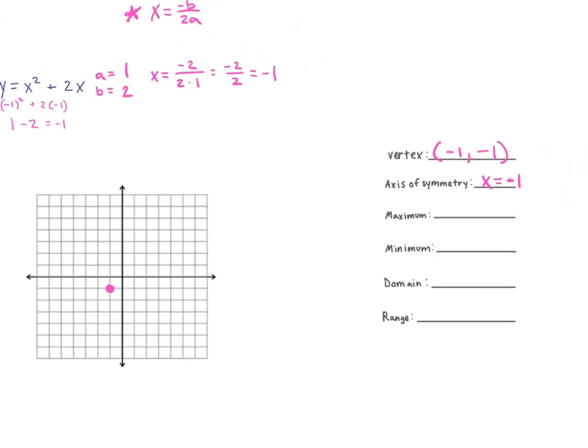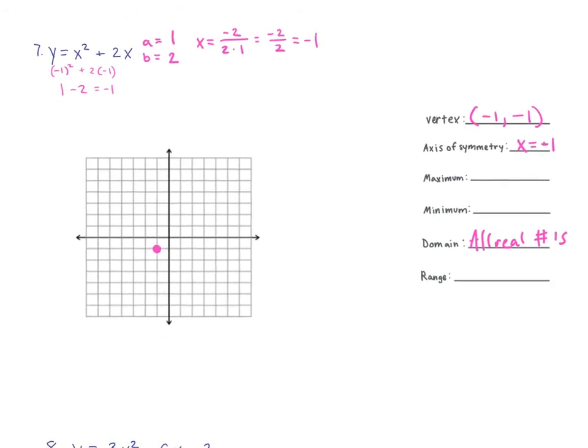Alright, what's our domain? All real numbers. Let's also draw our axis of symmetry, so that goes right through our vertex. Now we need another point on our graph, so how do we find the next point?